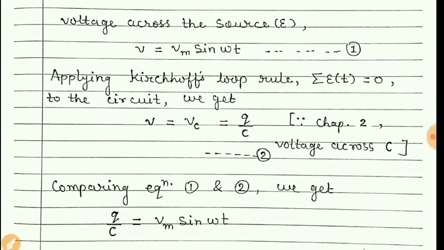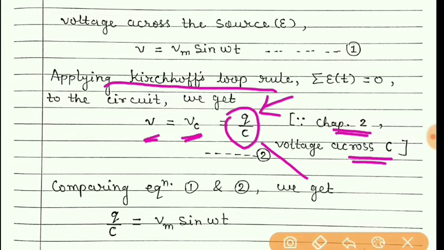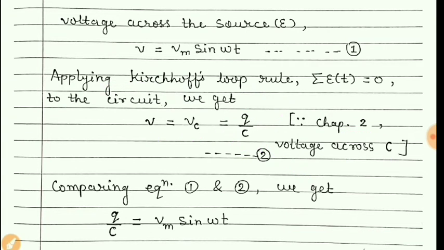Now once again, applying Kirchhoff's loop rule to this circuit, V, the source voltage, is equal to the voltage across the capacitor. But we have studied in chapter 2 that the voltage across a capacitor is given by Q by C, where Q is the charge deposited on the plates of the capacitor and C is the value of capacitance.